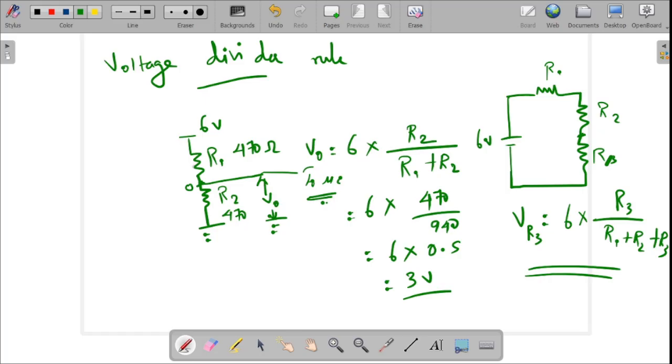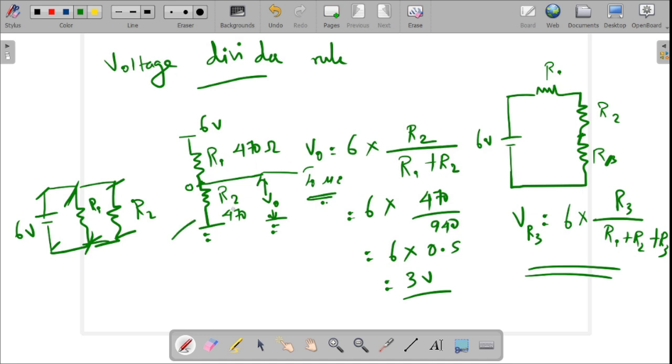But this voltage divider rule is only applicable to series circuits, because only in series circuits will there be a voltage drop. In a parallel circuit there will not be any voltage drop. For example, this is a parallel circuit. If this is 6 volt, with R1 and R2, the voltage across R1 will be equal to the voltage across R2, which is again equal to the 6 volt at this point. In a parallel circuit the voltage is the same, right? So always remember, the voltage divider rule is applicable only for series circuits. That is why we have drawn a series circuit with 2 resistors and a series circuit with 3 resistors.